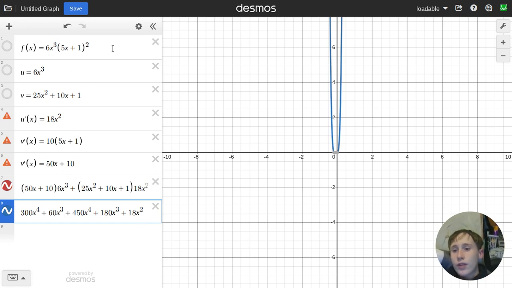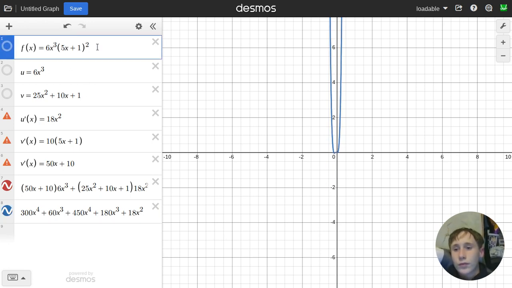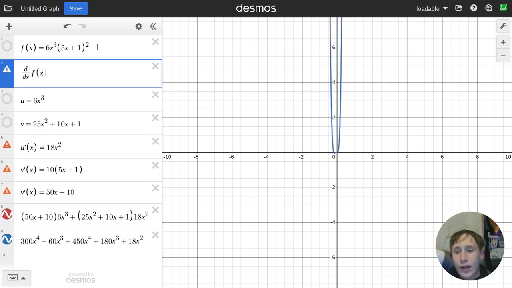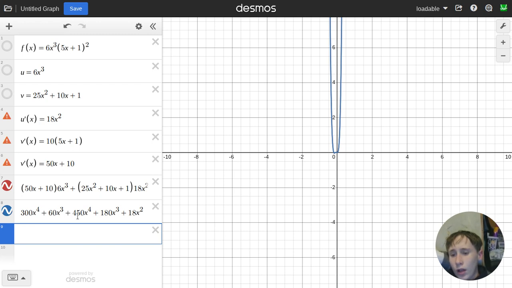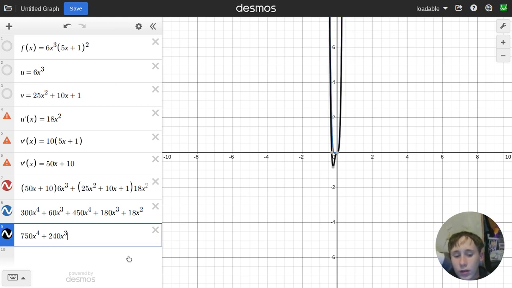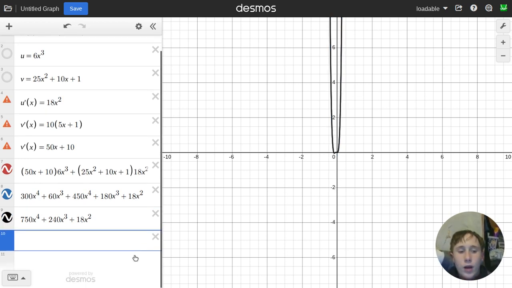Now, let's go ahead and check this with d over dx of f(x). Identical. See? We got the same answer again, except this one's much harder. But just to practice factoring, let's go ahead and factor this down. So we have 750x to the fourth plus 240x to the third plus 18x squared. What are the common factors here?